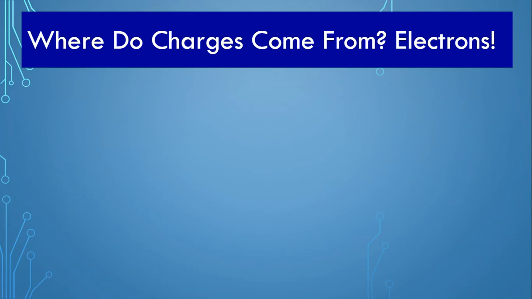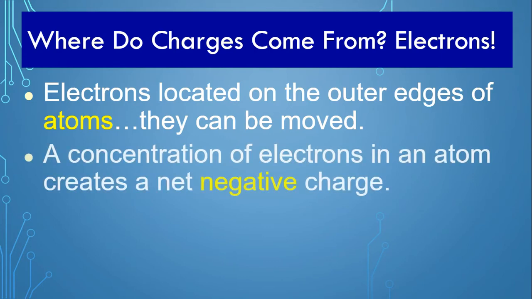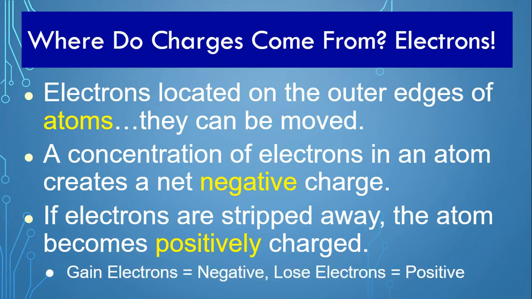Right, so where do charges come from? Electrons. Electrons are located on the outer edges of atoms, and they can be moved. Protons and neutrons don't move, it is only the electrons that move. So a concentration of electrons in an atom creates a negative charge. If you have more electrons, you have a negative charge. If electrons are stripped away, the atom becomes positively charged. So in short, if you gain electrons, the object becomes negative, and if the object loses electrons, it becomes positive. So gaining electrons, more negative charge, so overall negative, and losing electrons, less negative, so overall positive.